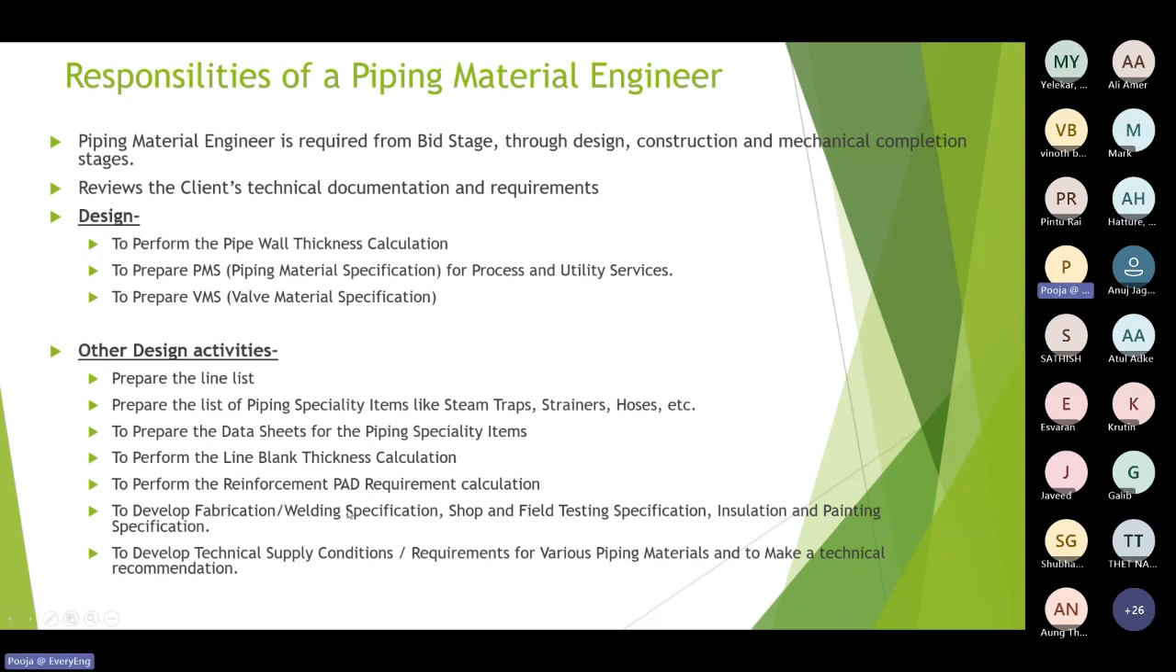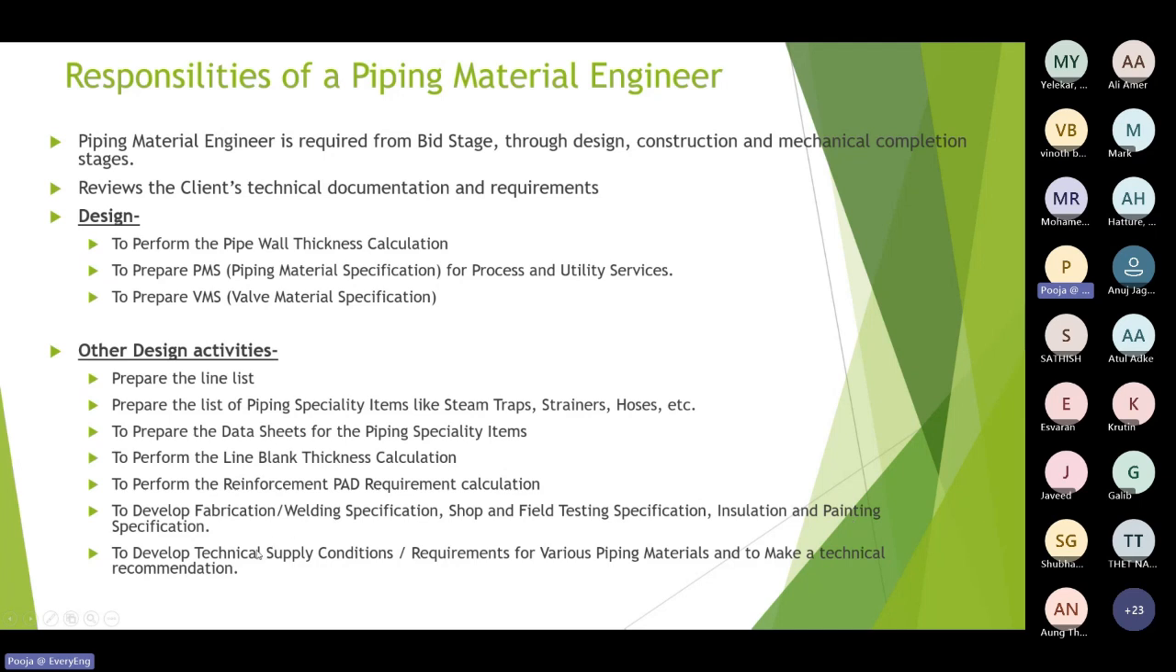Then to develop the different welding specifications, shop and field testing specifications, installation and painting specifications, again, it depends from company to company. Sometimes there are different engineers who specify the installation and painting specification, and these documents are prepared by another specialist. But I should know how to read this document, because I have to apply these documents to my piping list. For example, for carbon steel at a temperature of 200 degrees Celsius, which paint system should I use? In the painting specification, it is given.